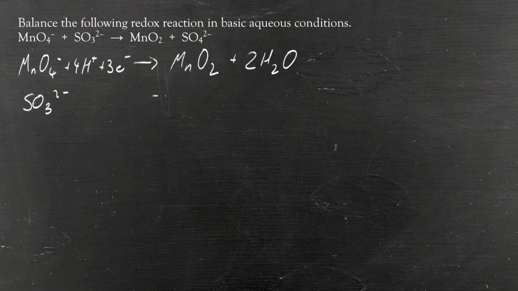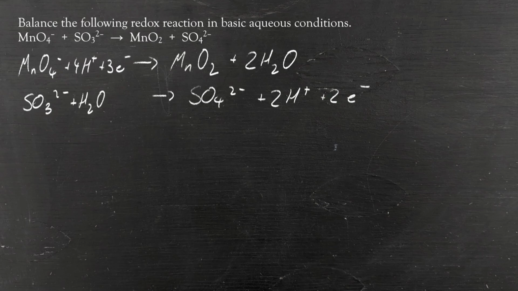SO3 2- reacting to produce SO4 2-. The sulfur is already balanced, but we are missing an oxygen on the left, so we'll add water. Now our oxygens are balanced, it's time to add H+, so we'll put 2H+ on the right-hand side. All the atoms are accounted for, now to balance charge. The left-hand side is at -2, the right-hand side is neutral, so it's going to need 2 electrons.